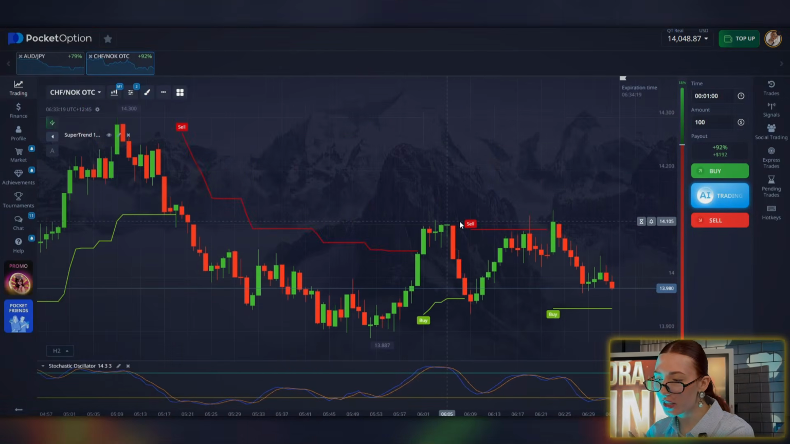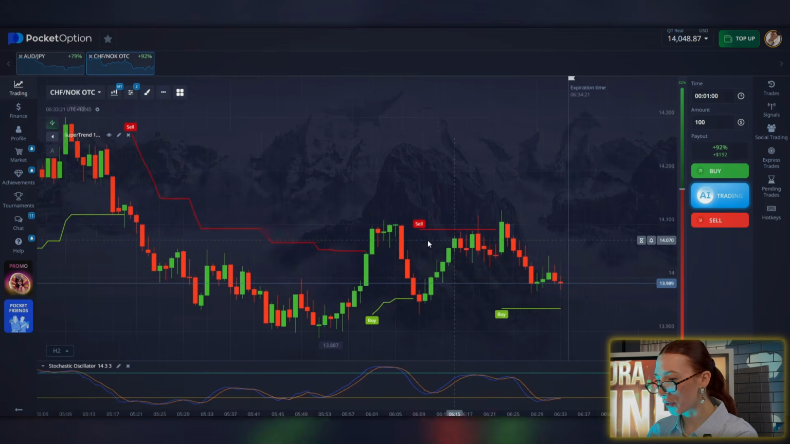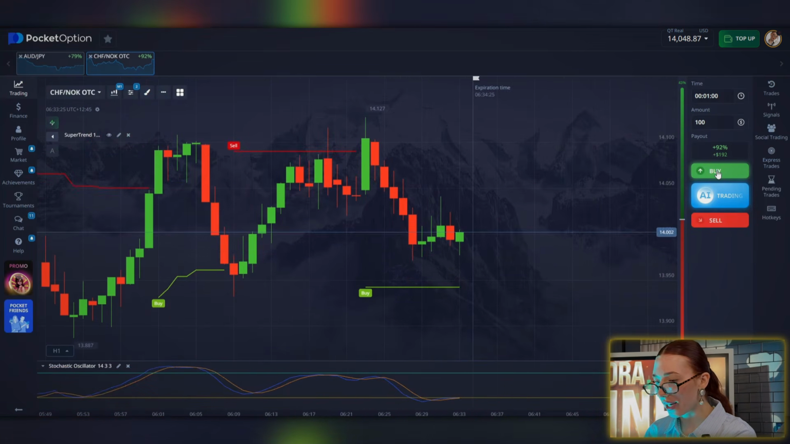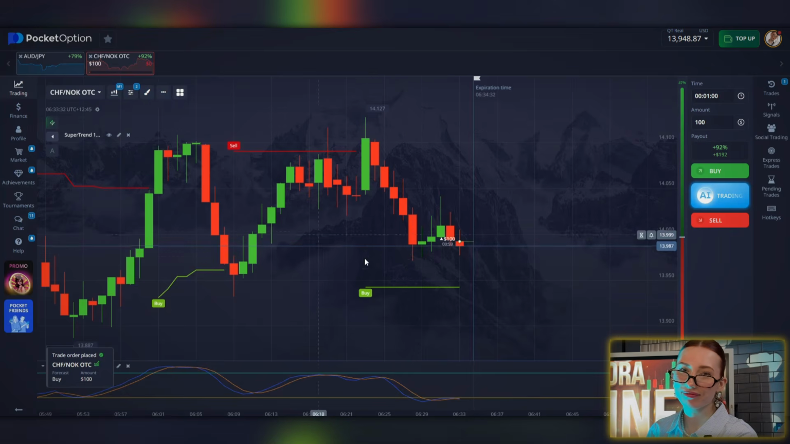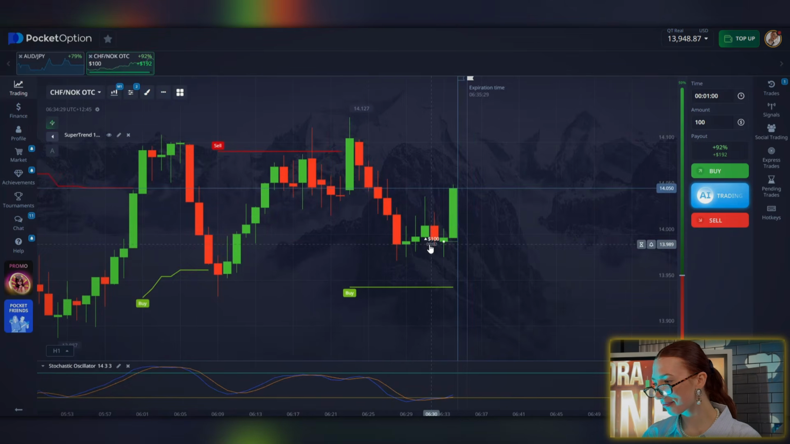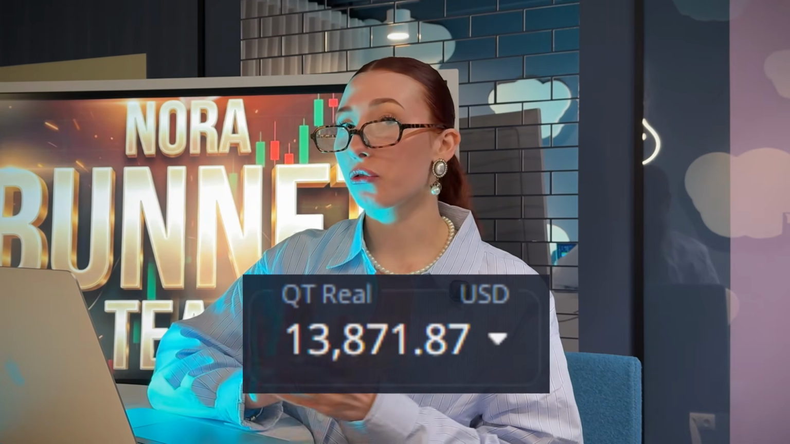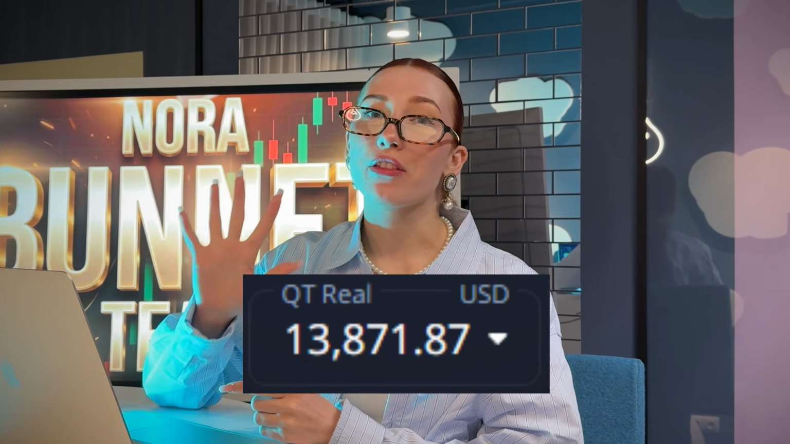Okay, we switched again to CHF and JPY, and I think it will be my last trade for today. So let's open it. And as you see, the last one also closes in profit. So for today we had only 1 loss and 5 profits. I think it's a great result.